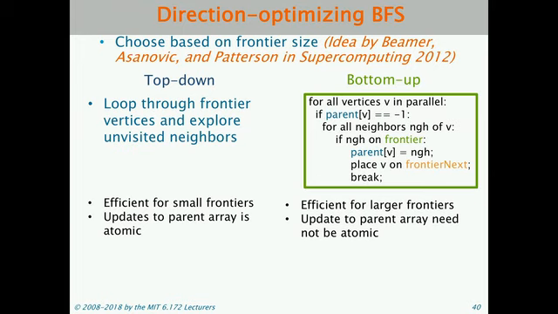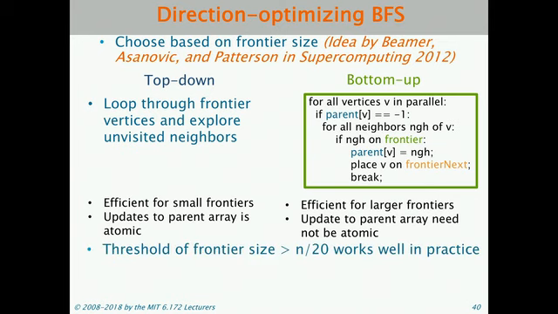for large frontiers. Also, I want to point out that in the top-down approach, when we update the parent array, that actually has to be atomic because we could have multiple vertices trying to update the same neighbor. But in the bottom-up approach, the update to the parent array doesn't have to be atomic because we're scanning over the incoming neighbors of any particular vertex V serially, and therefore there can only be one processor that's writing to parent of V.